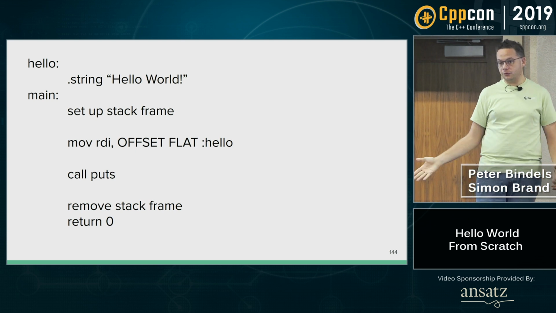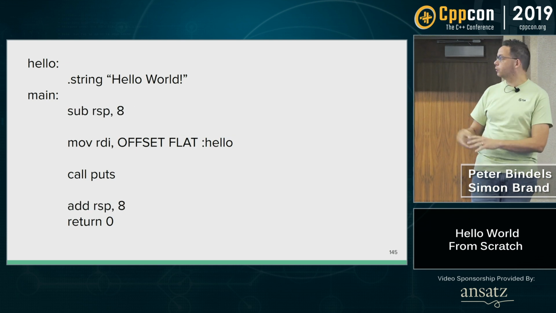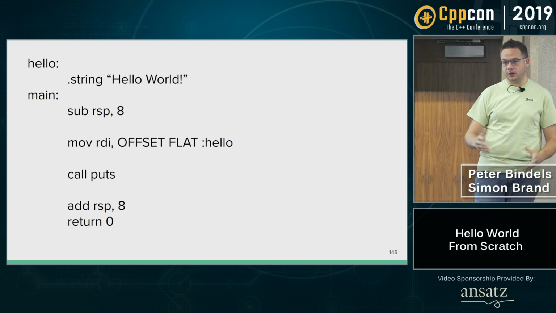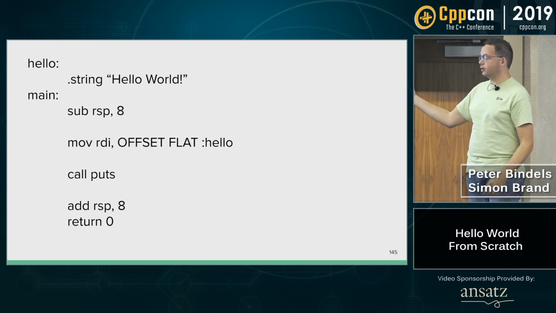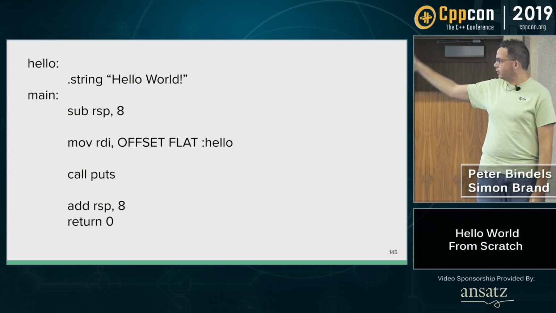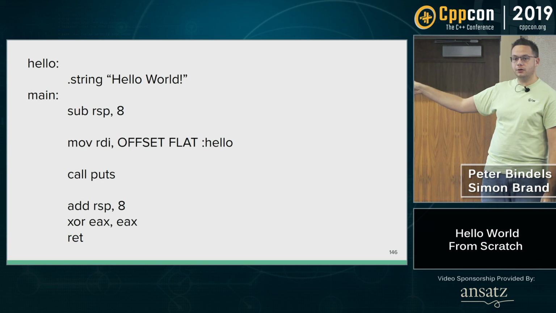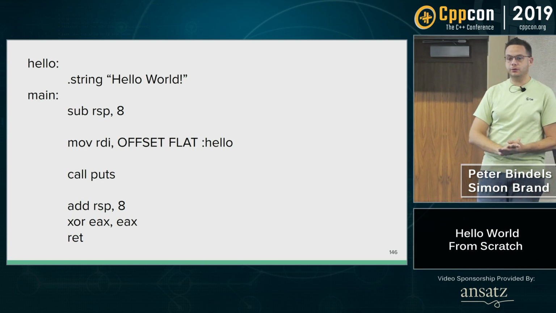To set up a stack frame, we basically just want to align the stack because we have no local variables. So setting it up is subtracting 8 from the stack pointer to make it aligned, and getting it back is adding 8 back in. Then we just have a return 0 that is not valid assembly yet. Returning 0 means clearing a register. So there's our XOR and a return statement.